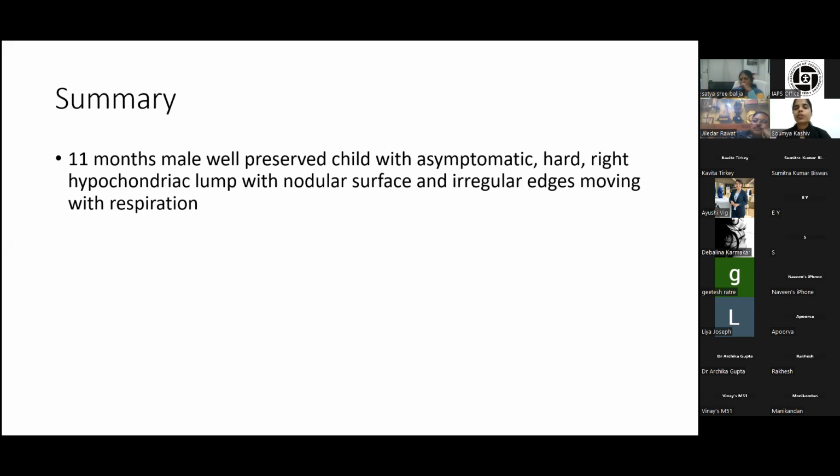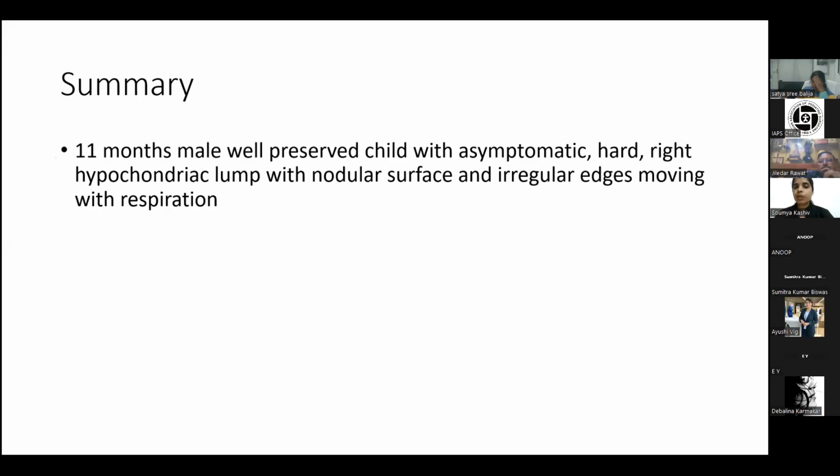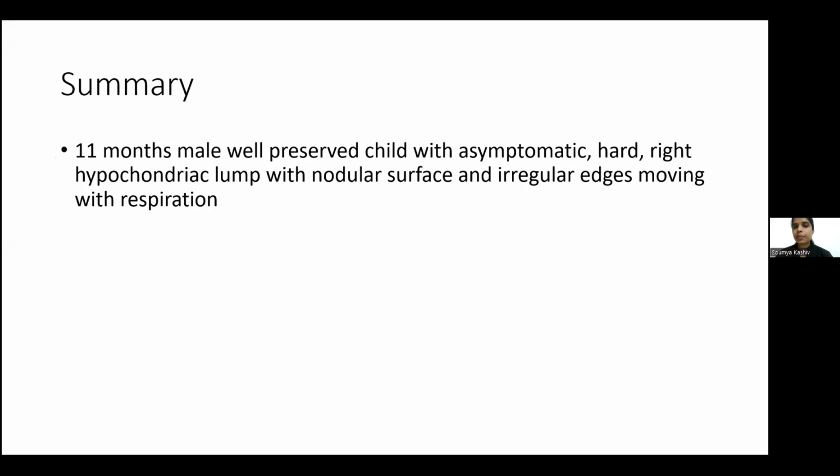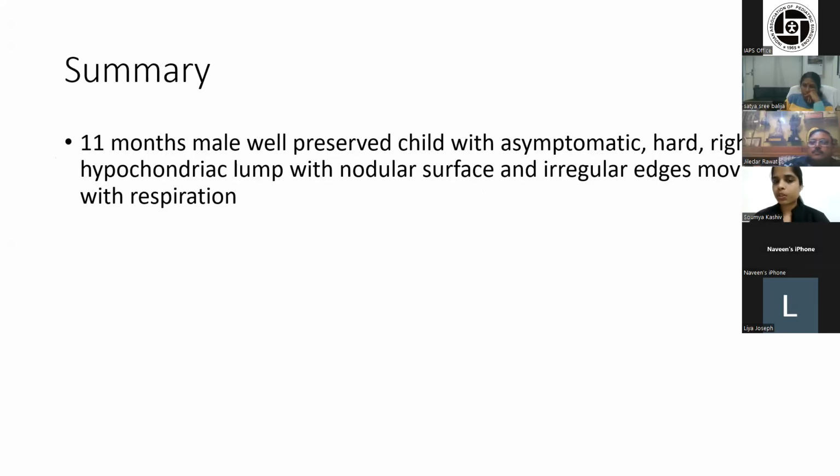Yes, ma'am. So, an 11 months old child presented to us with an asymptomatic right upper quadrant mass. On examination, the mass was hard in consistency. It was not tender. It was involving the right hypochondriac and epigastric region. The surface was nodular with irregular edges and was moving with respiration. So, an asymptomatic mass in the right upper quadrant involving the right hypochondriac region, moving with respiration as well. That takes me towards liver as the organ of origin.